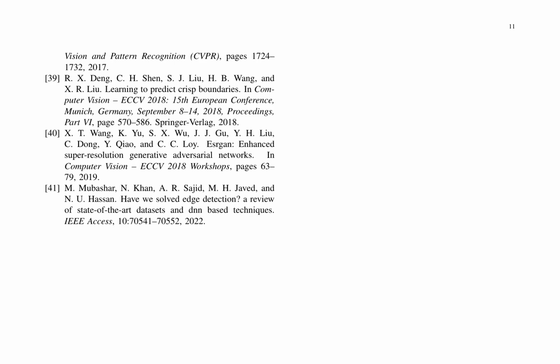Furthermore, Wang et al. 2019 introduced the Enhanced Super-Resolution Generative Adversarial Networks, ESRGAN, which significantly improved image quality by enhancing edge details. This approach leveraged the power of generative adversarial networks, GANs, to refine edges and produce high-resolution images.